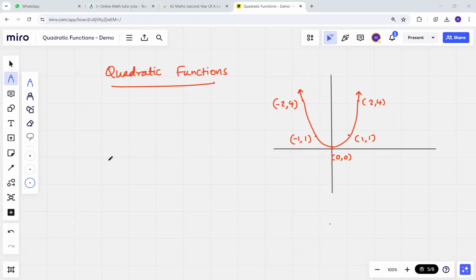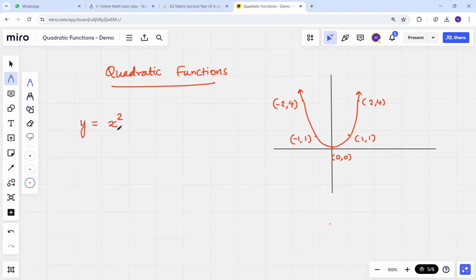Hi. So we have this chapter, quadratic functions. Quadratic functions are those polynomial functions whose maximum degree is 2, which means the maximum power of the variable is 2. For example, x squared.